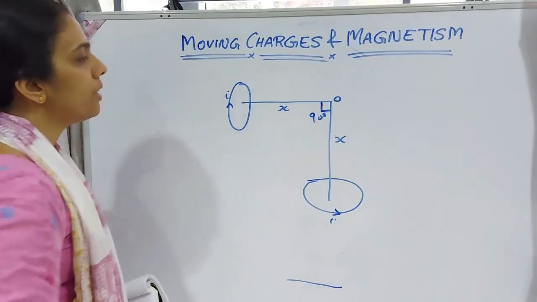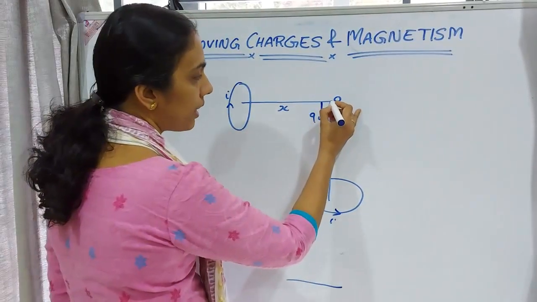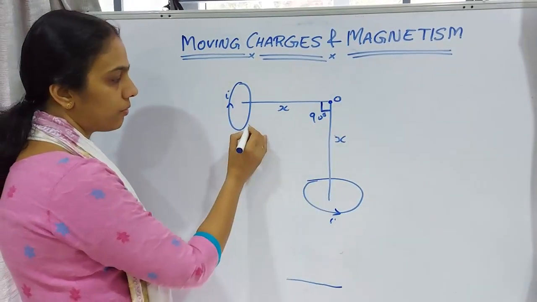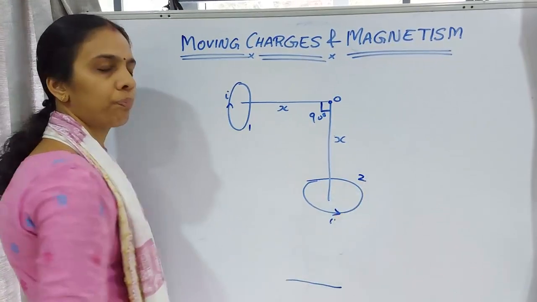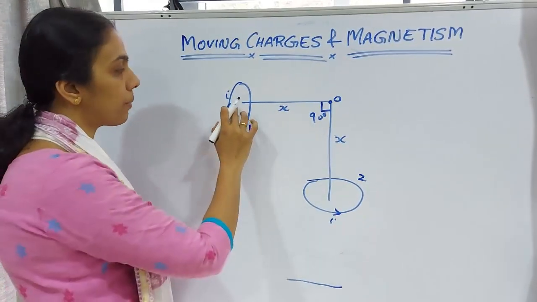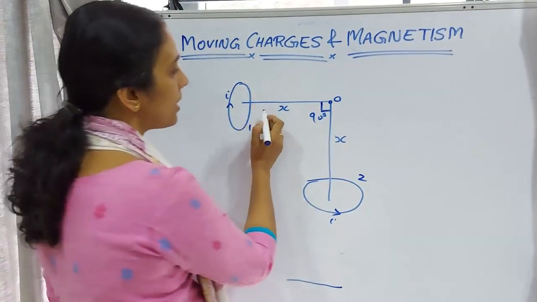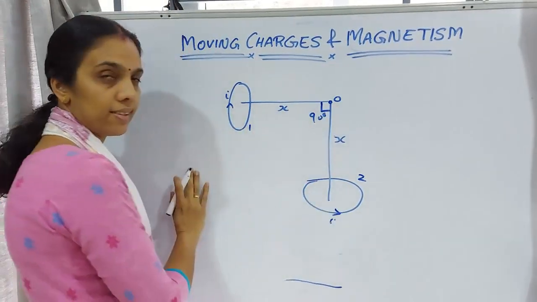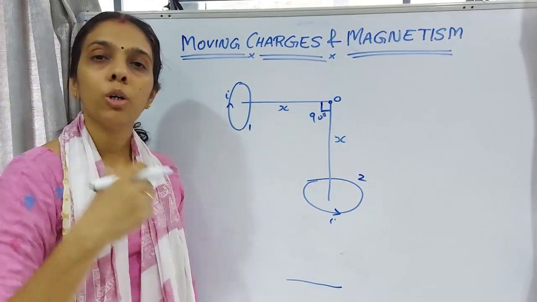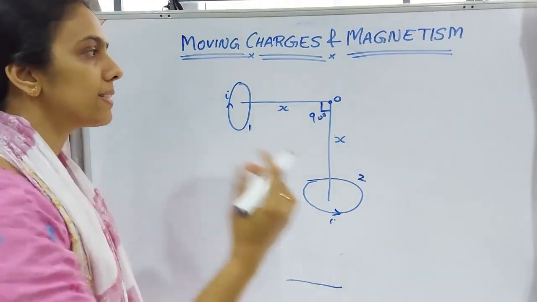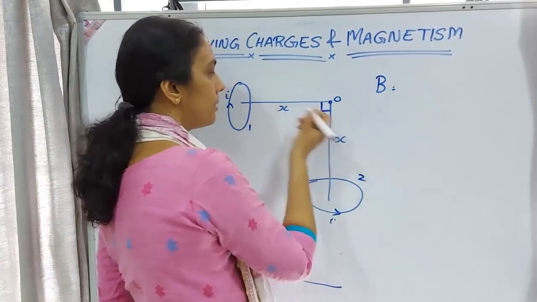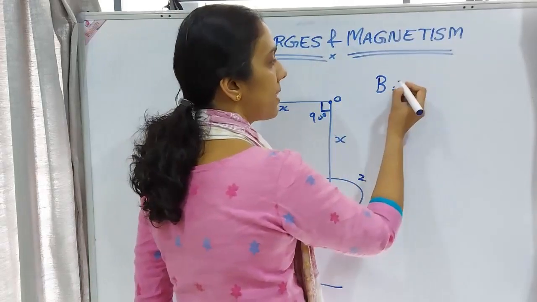Okay, so here we need to find out the magnetic field at the point O due to this one and this one, due to 1 and 2. Both are at the same distance from the center. So this is at a distance x and this also at a distance x. So in a current carrying coil, what will be the magnetic field at a distance x from the center, having a radius r, or a is the radius?